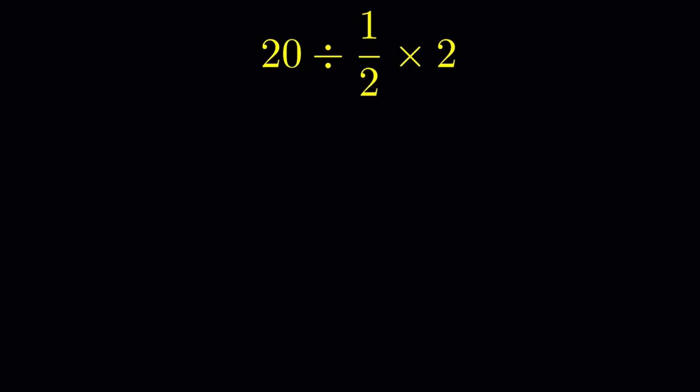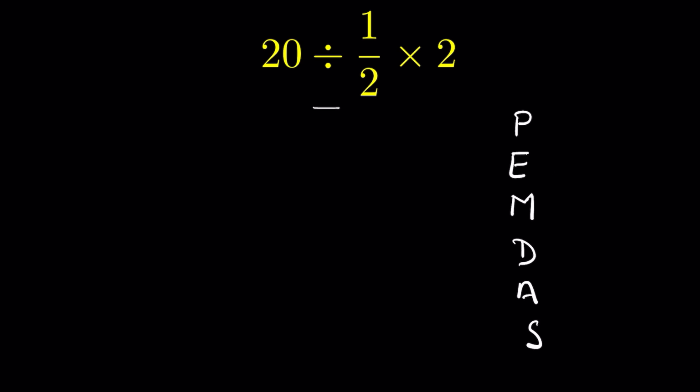20 divided by 1 upon 2 times 2. How do you solve this? Now if you follow order of operation, then we have the rule called PEMDAS, where we first solve parenthesis, then comes exponent, multiplication, division, addition, subtraction.